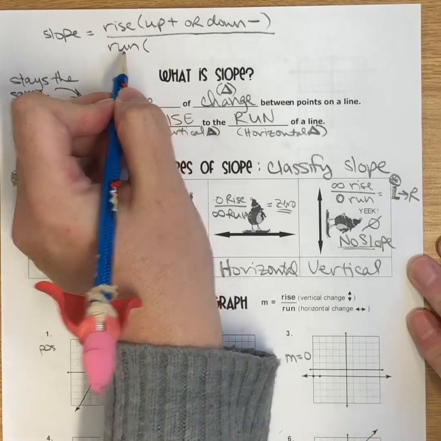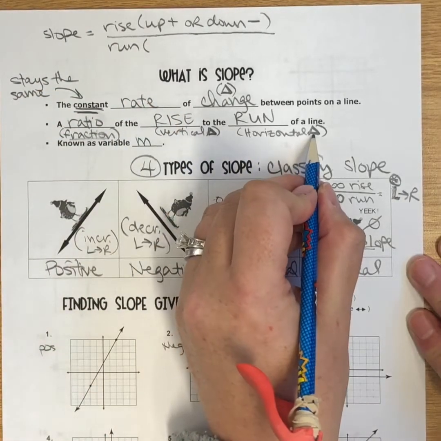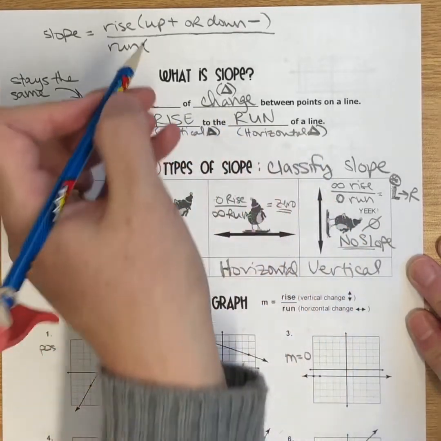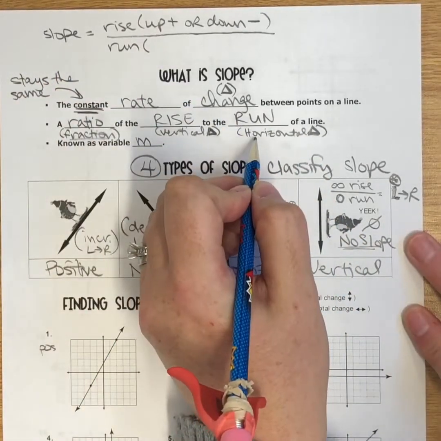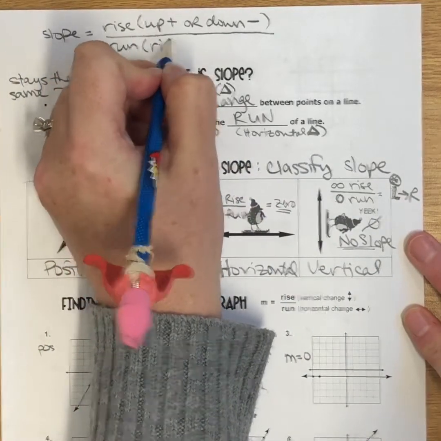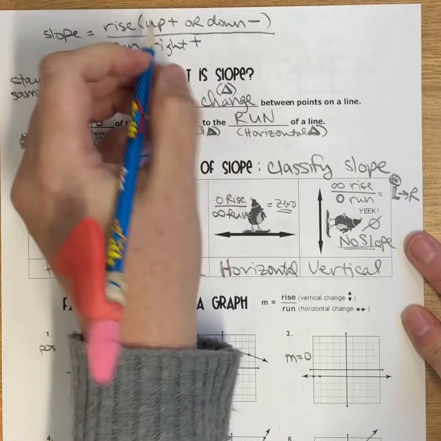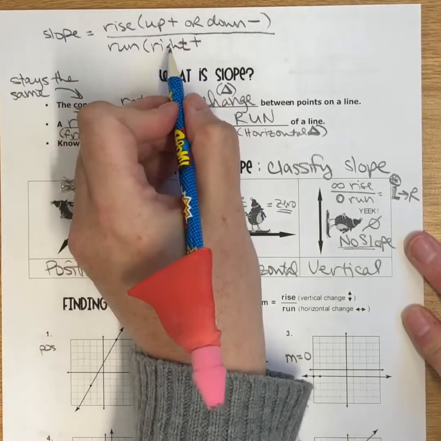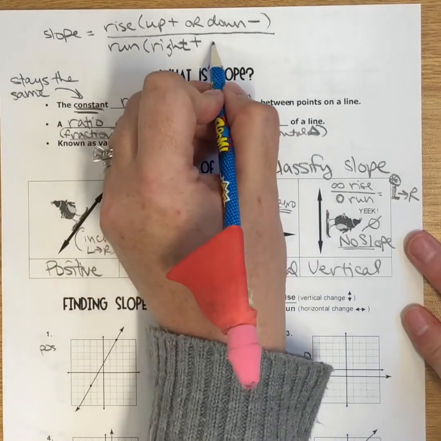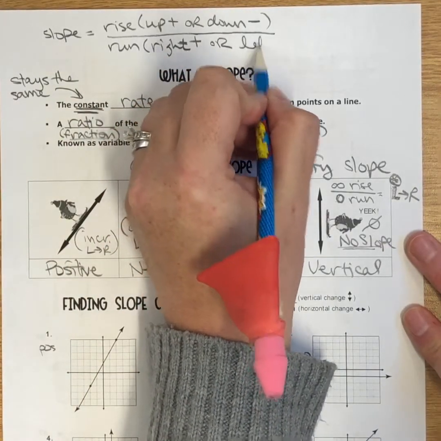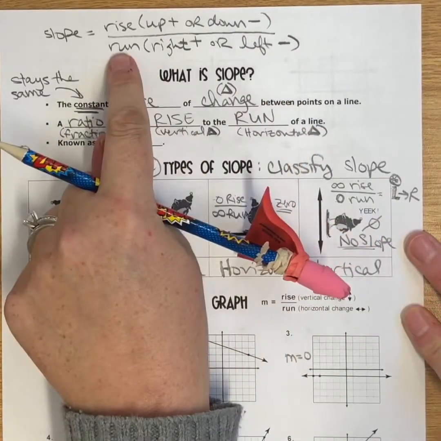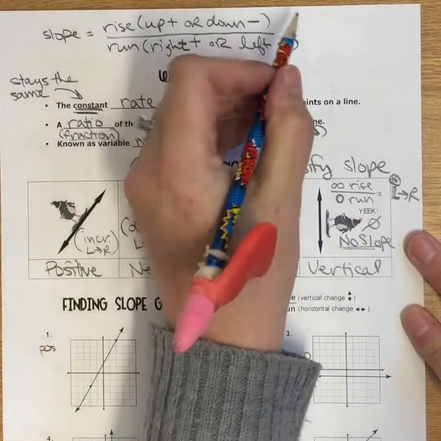Now the run is the horizontal change. Remember we said this Greek letter delta means change. Well, we can only go left or right horizontally. So if it's positive, you're going to the right, just like your number lines. All the x's to the right are positive infinitely. Or you go left when the number in the denominator is negative, okay? We're only talking about the numbers in the denominator.